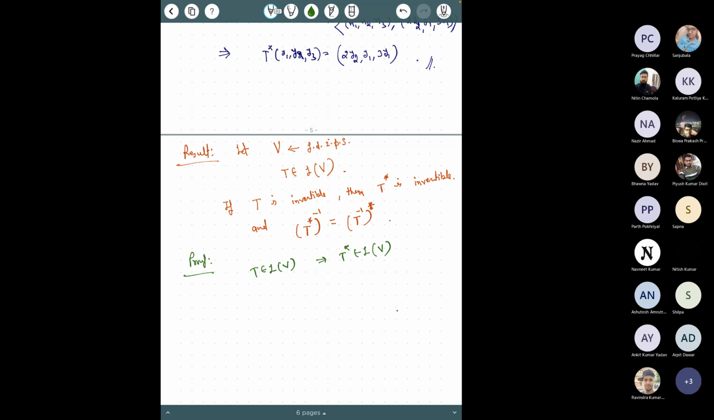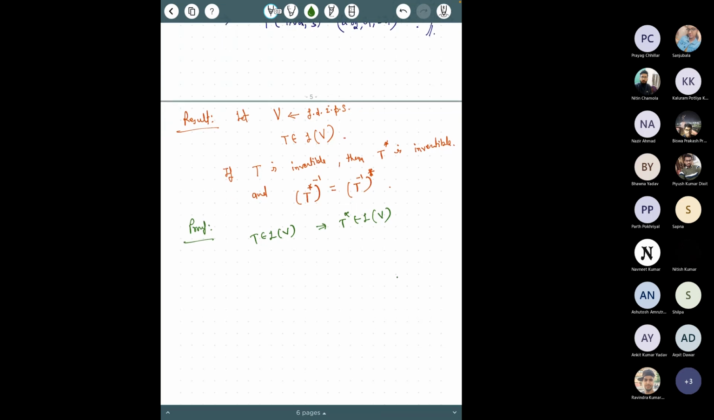At least that will tell us that T star is invertible, right? So let's see whether T star is invertible or not. I will show that T star is one-one by showing that the null space of T star is just the zero space. Let us take any vector v in V and suppose that T star v is zero. Now I'll show that this implies v is zero. If T star v is 0, then for any vector u, the inner product of u and T star v is 0 because T star v is 0. This is true for all u in V.